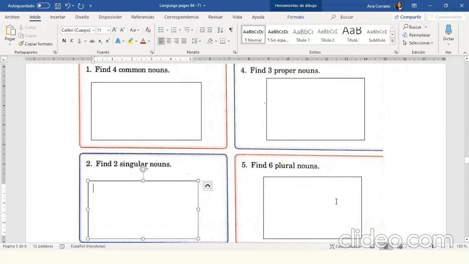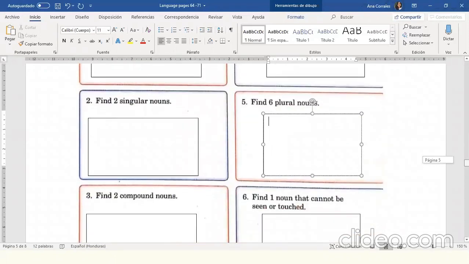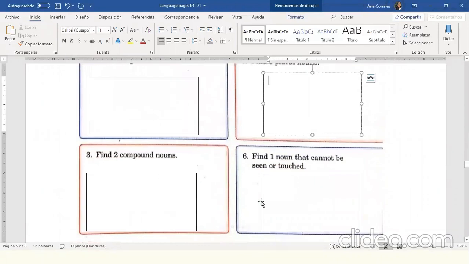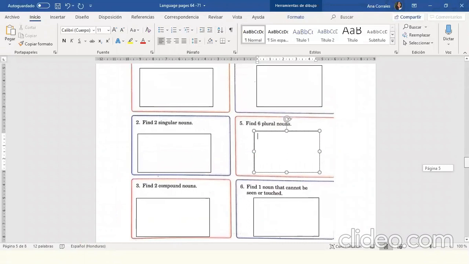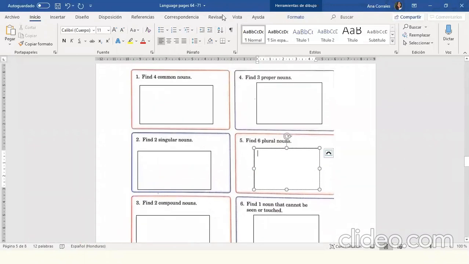2 palabras que están en singular, 6 palabras que están en plural acá. Find 2 compound nouns and find 1 noun that cannot be seen or touched. Una palabra de algo que no podamos ver o tocar. Vamos, háganlo ustedes solos.